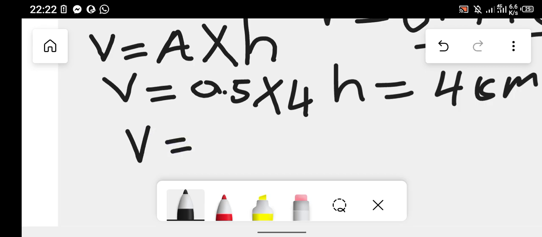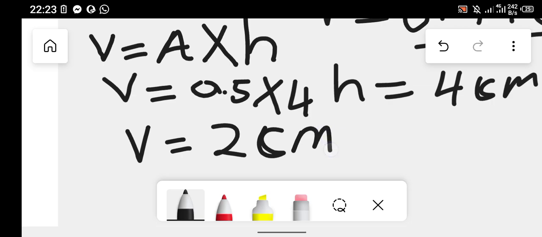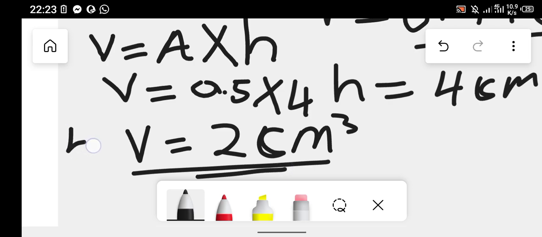What's the answer when you multiply 0.5 by 4? You should get 2 centimeter cubic, since we are dealing with volume. So this is the answer for B1.